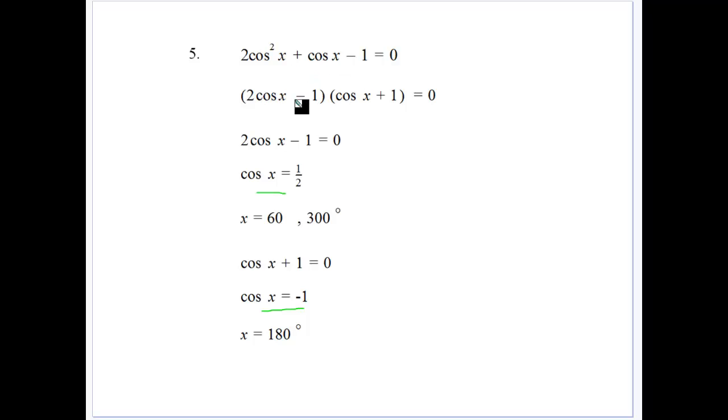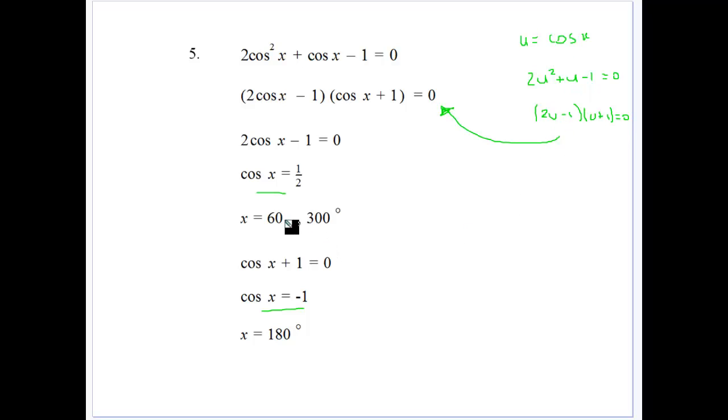If you want to, you can do a substitution and just let u be equal to cos of x, and then have 2u squared plus u minus 1 equal to 0, and then solve that. That'll come down to 2u minus 1 and u plus 1. Then do your substitution back in for cos of x and you're back there, if that helps.